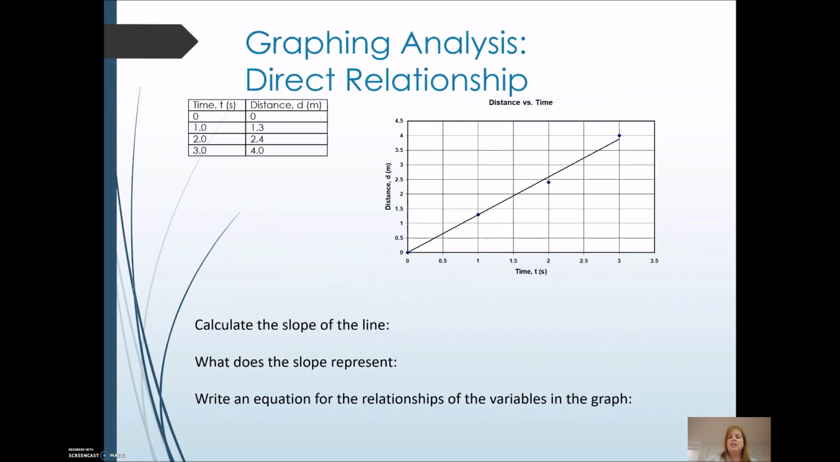All right, we're going to take a look at some examples of what you'll be doing when we have graph relationships. So let's take a look at this most simple example. Here is a direct relationship. Graph this with distance on the y-axis and time on the x-axis. And so one of the things you'll have to do is calculate slope.